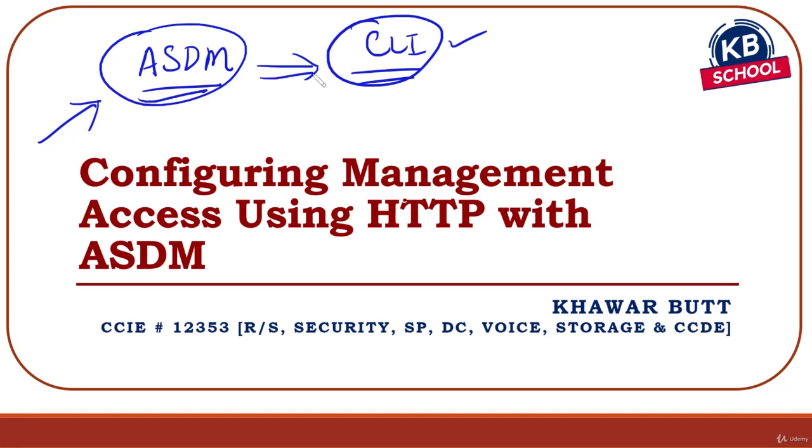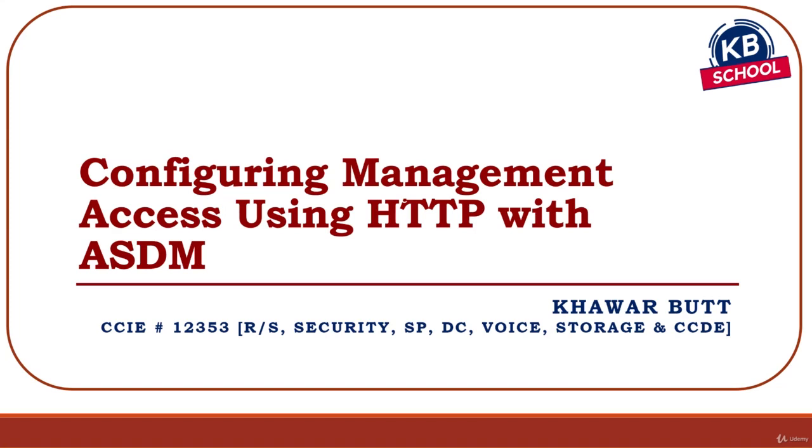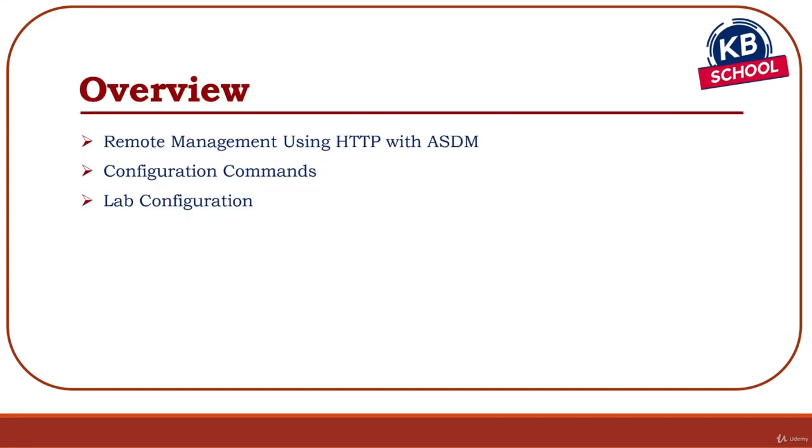All right. In order to do that, we are going to use the HTTP protocol to set it up. Actually, it's HTTPS. We'll take a look at how to do that in this particular lab. So what are the main topics? As I said, remote management using HTTP with ASDM. We'll take a look at the configuration commands on the ASA firewall, and then I'll also take a look at what the ASDM utility looks like and the configs that we've done and where you would see them inside ASDM. So let's jump right into it.